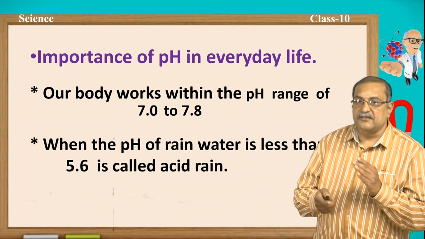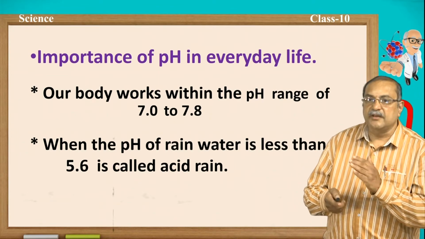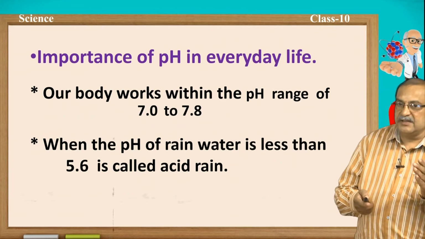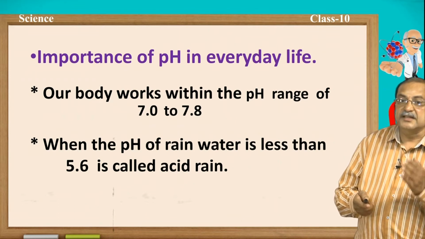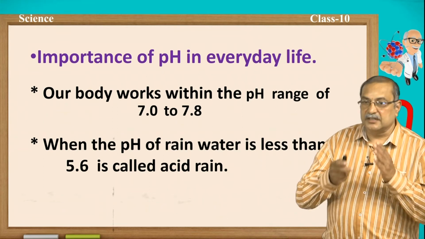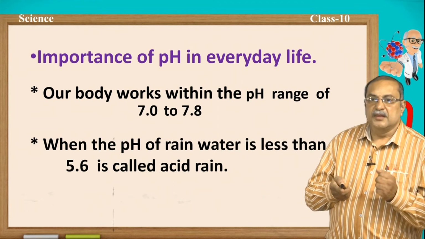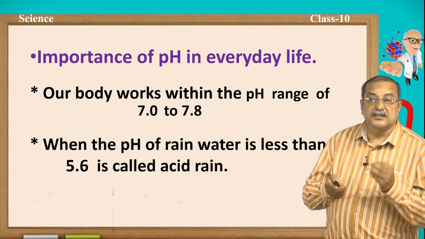Importance of pH in everyday life. Our body works within the pH range of 7 to 7.8. When the pH of rainwater is less than 5.6, it is called acid rain. You know how acid rain is caused and what the pollution is; you have also learned in social science, no? So, air pollution, water pollution, all that you have learned.